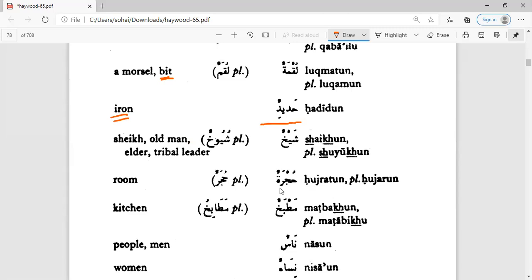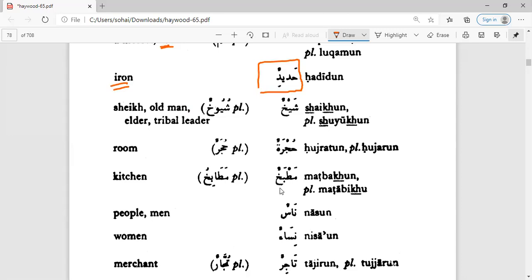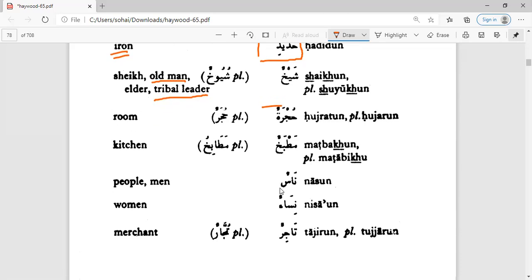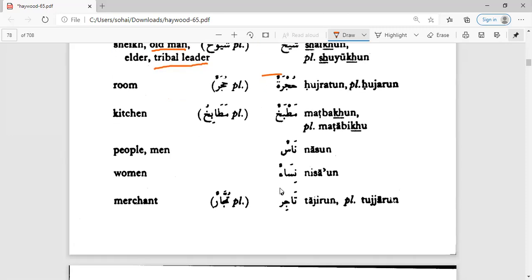Hadid means iron. This is the metal iron, not the iron we use on our clothes, but rather the metal. Sheikhun means sheikh, as in somebody who's learned, but sheikh can also refer to an old man or tribal leader. Shuyukhun is a broken plural. Hujratun is room. Hujurun is a broken plural. Matbakhun, kitchen. Madabihu is kitchen also. Nasun means people or men. Here you can see it's used like a collective noun, for plural, many people.